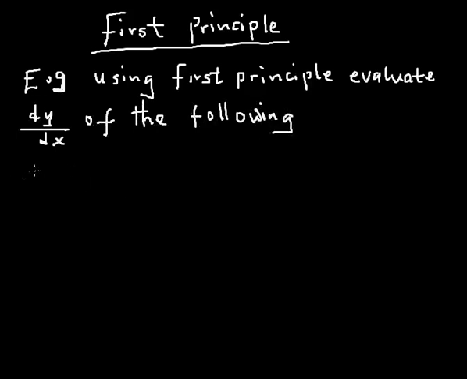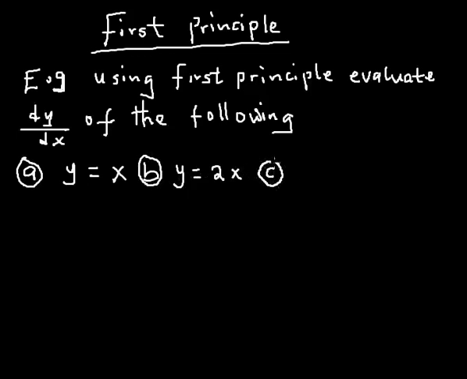I'm going to start with (a) y is equal to x, (b) y is equal to 2x, then of course (c) y is equal to x squared. So I'm starting with very simple functions. Let's start the solution.